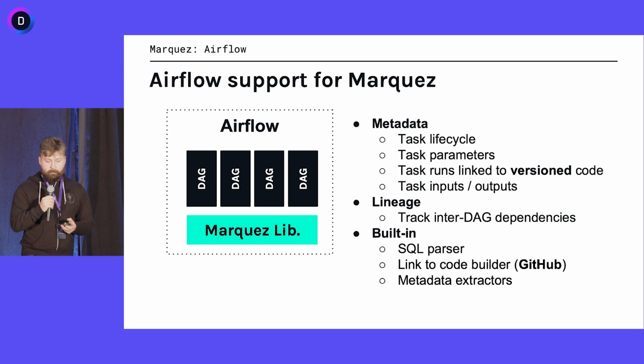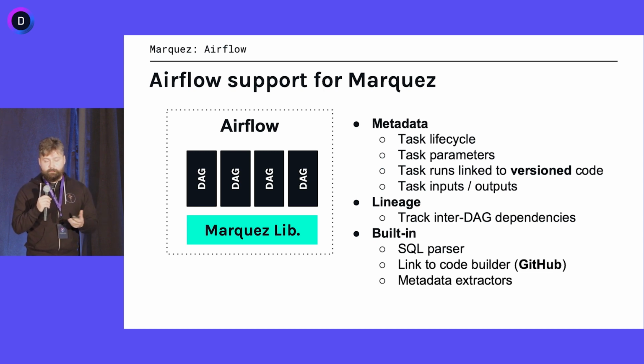Lineage is also another big one, right? A lot of the time organizations run multiple Airflow instances, sometimes just one, but you don't have a common view of all the DAGs that are running. You normally have to click on a DAG, look at its tasks, and look at the graph. So what we end up doing is collecting the lineage information and understanding the inter-DAG dependencies between the DAGs themselves and also the tasks. And then there's a built-in SQL parser.